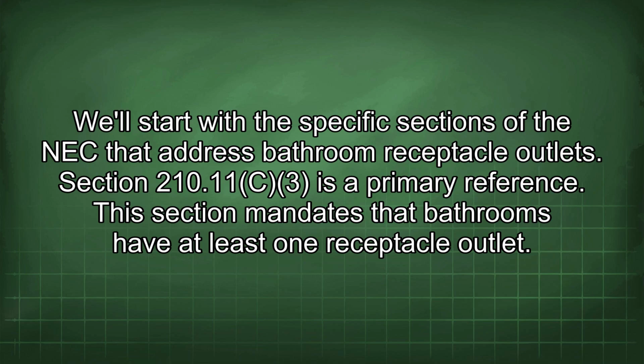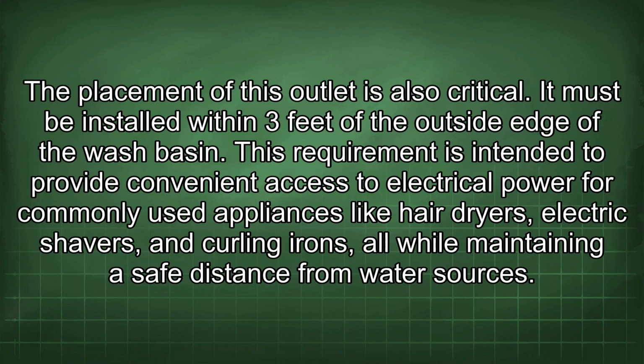Section 210.11(C)(3) is a primary reference. This section mandates that bathrooms have at least one receptacle outlet. The placement of this outlet is also critical. It must be installed within 3 feet of the outside edge of the wash basin. This requirement is intended to provide convenient access to electrical power for commonly used appliances like air dryers, electric shavers, and curling irons, all while maintaining a safe distance from water sources.